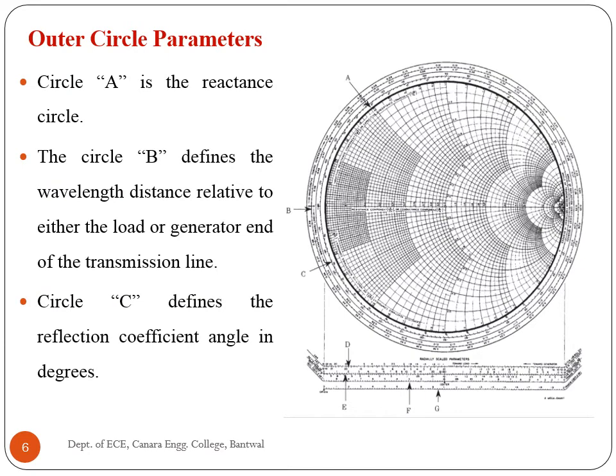Outer circle parameters. Circle A is the reactance circle. The circle B defines the wavelength distance relative to either the load or generator end of the transmission line. There are two scales on the wavelength circle B, and both have their zero origin on the left hand extreme of the pure resistance line.